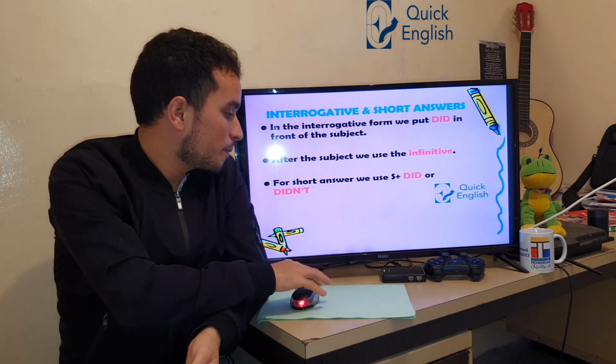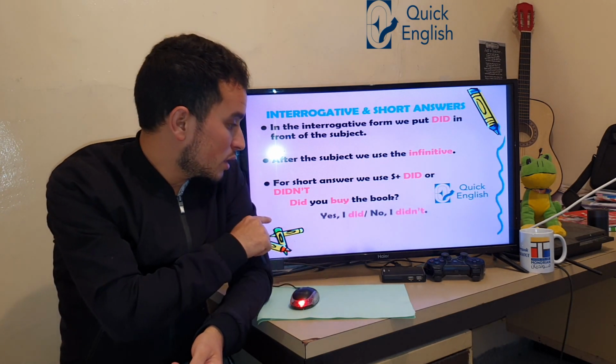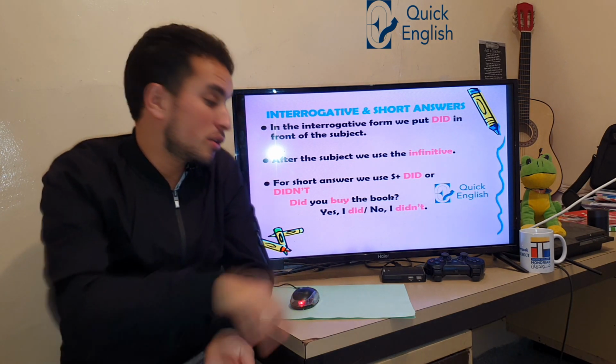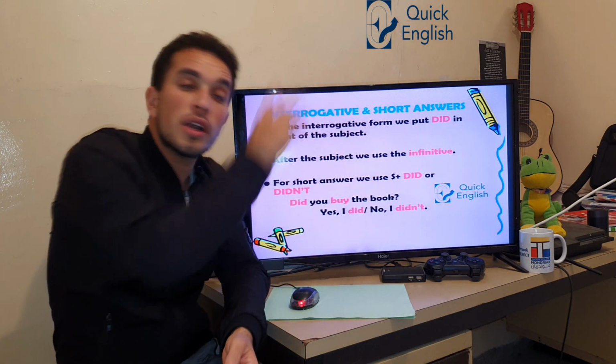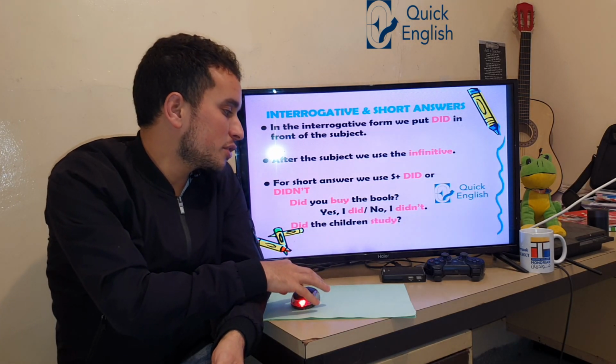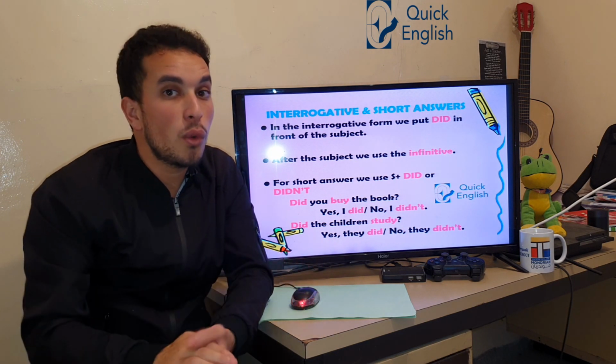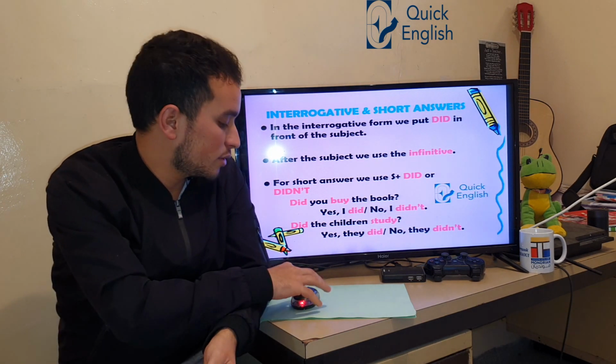For example, did you buy the books? Yes, I did, or no, I didn't. So you either have a positive answer or a negative answer. Another example, did the children study? Yes, they did, or no, they didn't. Okay, two possible answers. Moving on now.